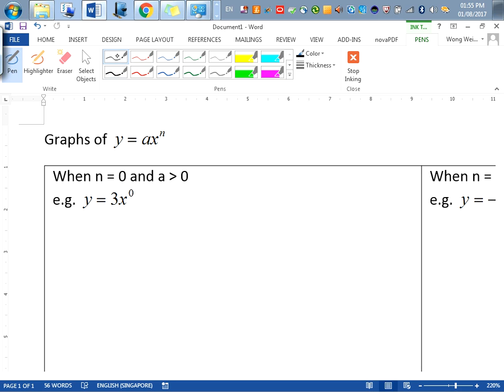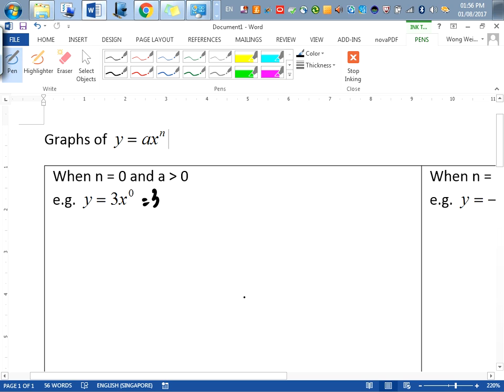Any idea? Well, do you realize that this is actually very simple. Y equals to what, Afiq? Y equals to 3, right? This is y equals to 3. Wow, so thick.